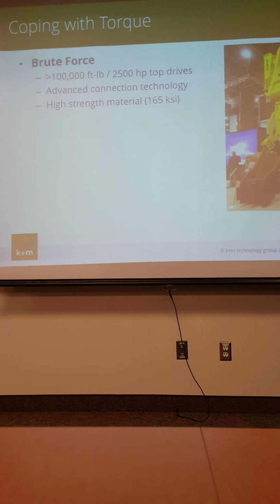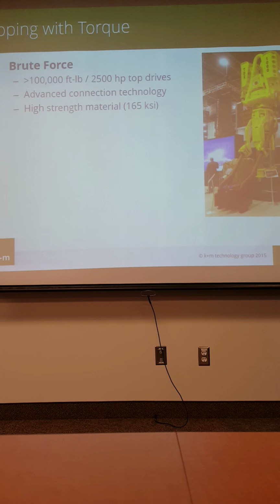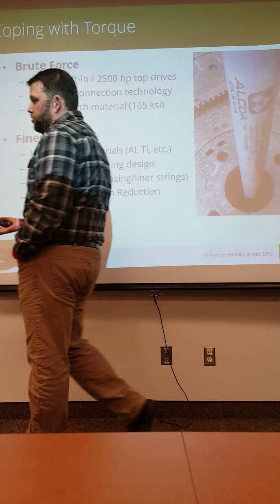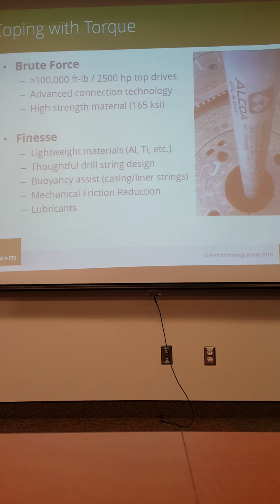All right, so that was just a long-winded explanation of why we need to be able to rotate. To overcome torque, we also go with really strong stuff like bigger top drives, higher strength material, or Alcoa is one of the companies that is really pushing lightweight materials. Aluminum drill pipe, even titanium drill pipe is starting to make its way into oil and gas.